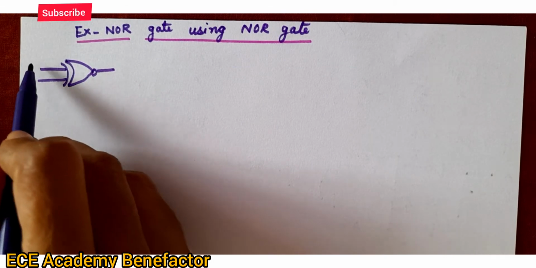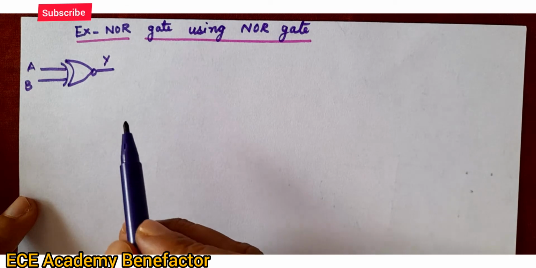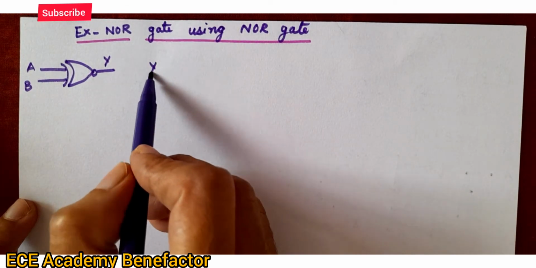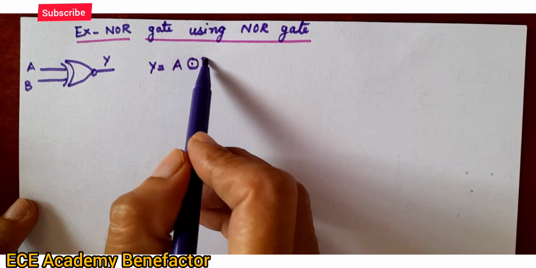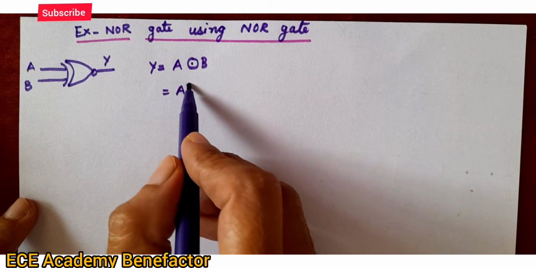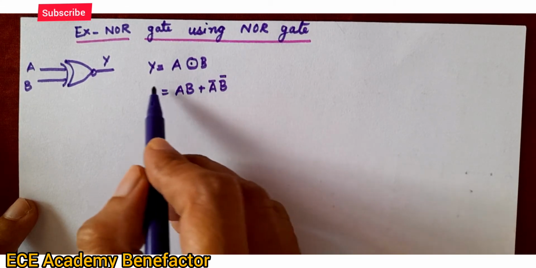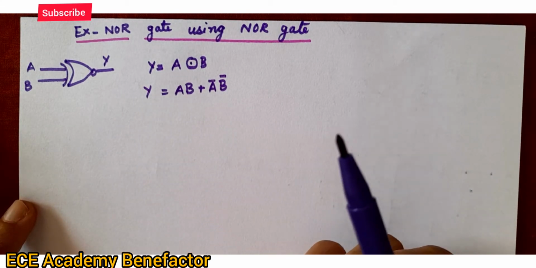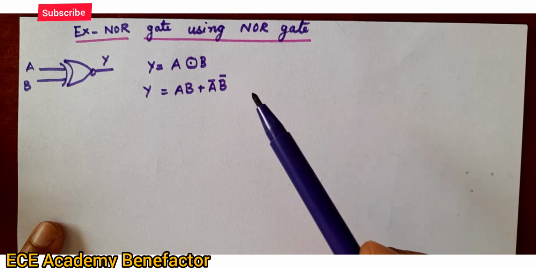The inputs are A and B. Output is Y. The logical expression for XNOR is A XNOR B, which is written as AB plus A bar B bar. This is the expression of XNOR gate. Either we can use this one or the elaborated one, both are same.